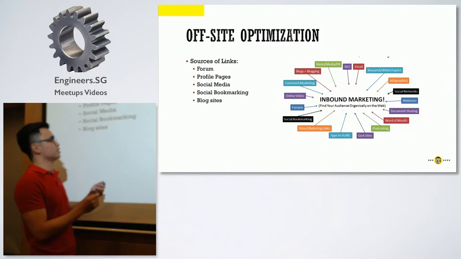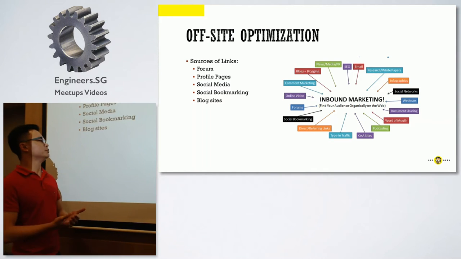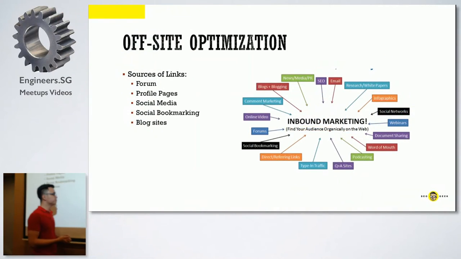Okay, so just now I was talking about sources of links. So forums, profile pages, social media, social bookmarking, blog sites, document sharing sites, infographic sites, research white papers, even PR articles that you write to a certain website, and this PR page actually distributes your press release. Press releases also can have an anchor URL. So these are some places to get links.